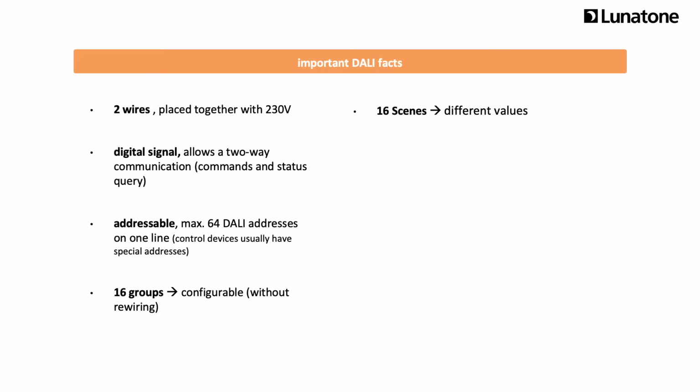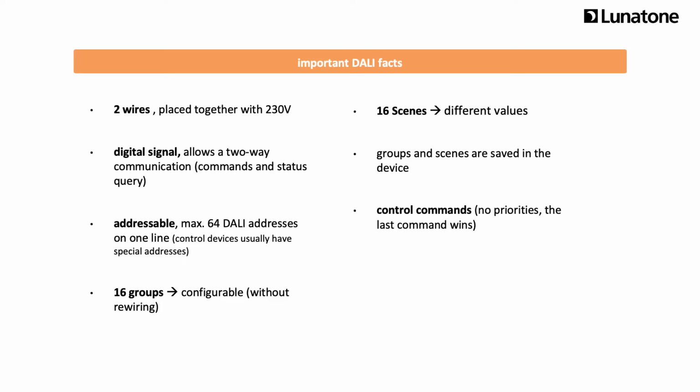Furthermore, the DALI system supports up to 16 scenes. A scene is a predefined light status for multiple luminaires and includes, for example, dimming states or color settings. Group and scene values are stored in the DALI devices. The devices know to which groups and scenes they belong and which values they have to adopt when they are recalled. Control commands are precisely defined in the DALI standard. The most important commands will be explained in detail later on.